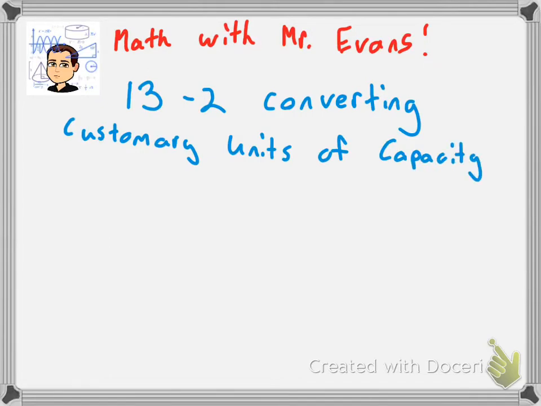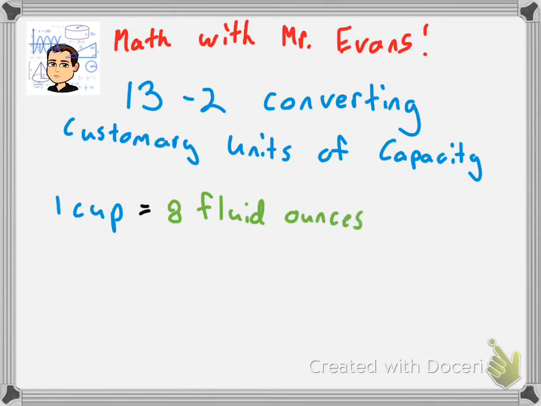What does that mean? Well, yesterday we talked about units of length: yards, inches, miles, feet. Today we're talking about units for capacity, which is measuring liquid. How much liquid can something hold, like a bowl or a cup? So those units are going to be cups. So 1 cup is equal to 8 fluid ounces.